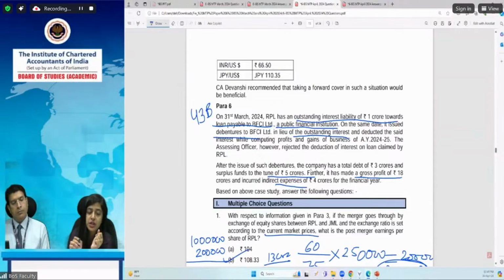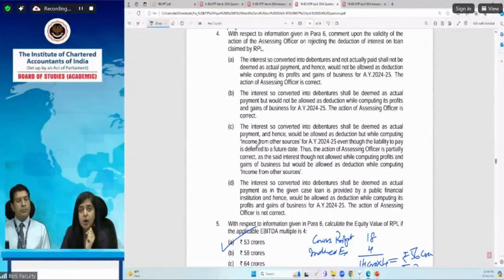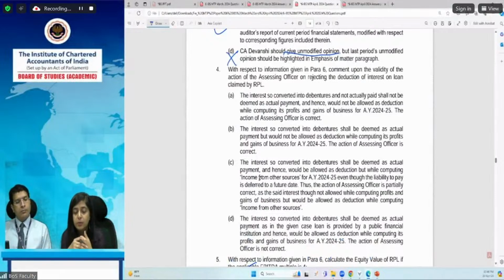In the explanation to section 43B, it clearly says that if the interest which is payable under section 43B is converted into a loan, borrowing, debenture, or any other deferred future liability, then it would not be deemed as actual payment and would not be allowed as deduction. So Ayushi is right. As per section 43B, this interest portion would not be allowed. We have to see the options because we have to take the correct option. I will read B, C and D first, then move to A.